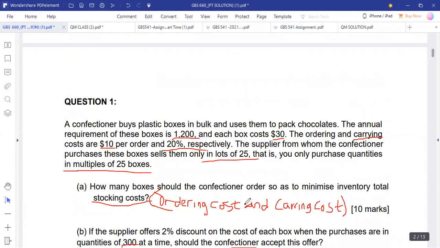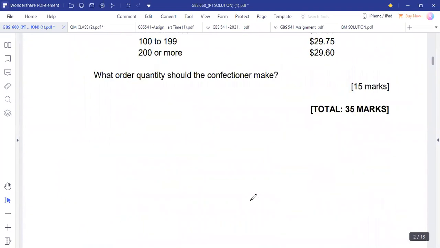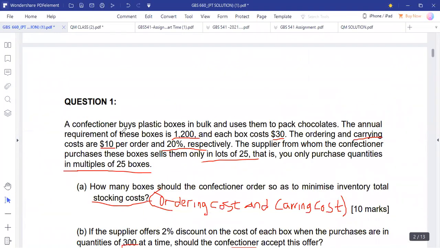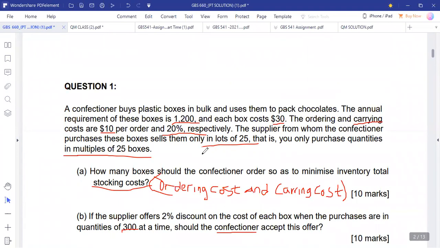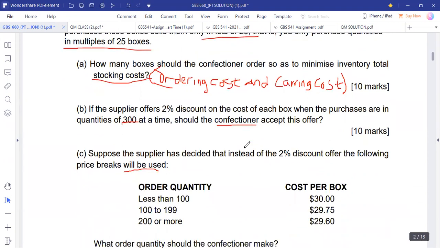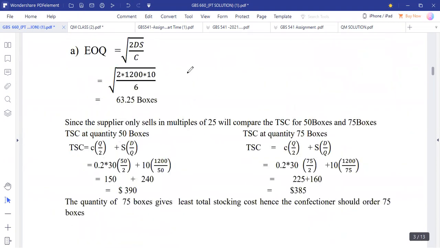All right, so we can now get down to the solution from what we've been given. The confectioner buys plastic boxes in bulk and uses them to pack chocolates. Annual demand, which is D, the capital D, is 1,200, and the cost per box is $30. The ordering and carrying costs are $10 per order and 20% respectively. So we can find how many boxes the confectioner should order by looking at the economic order quantity.